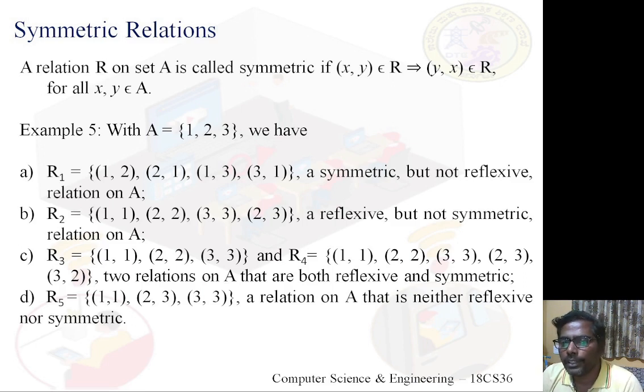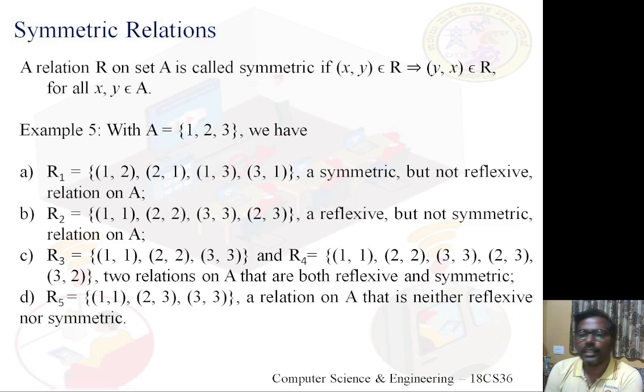So let me analyze R1. In R1 there are no pairs 1 comma 1, 2 comma 2, 3 comma 3, so it's not reflexive. But 1 comma 2 exists, which implies 2 comma 1 also exists. When I see a pair 1 comma 2, I can also see a pair 2 comma 1. Similarly, I can see a pair 1 comma 3, and I can also see a pair 3 comma 1. So it's symmetric but not reflexive.